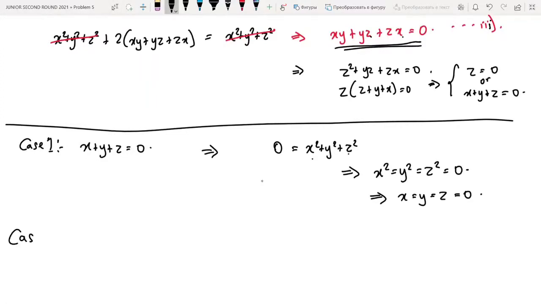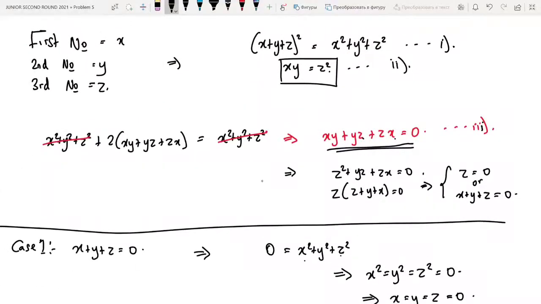The next case we're going to do now is somewhat similar. So that is case 2, when z is equal to 0. So when z is equal to 0, plug in z equals 0 here. Let's apply it. What are we going to get? We're going to get that xy is 0. And in the first equation, if you put z equals 0, we get that (x plus y) squared is equal to x squared plus y squared.